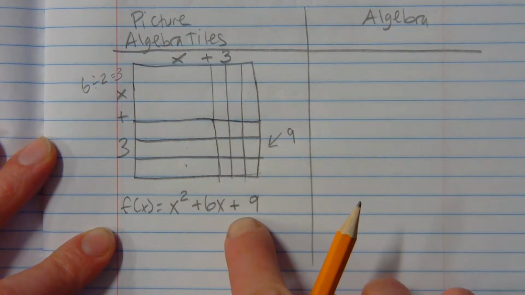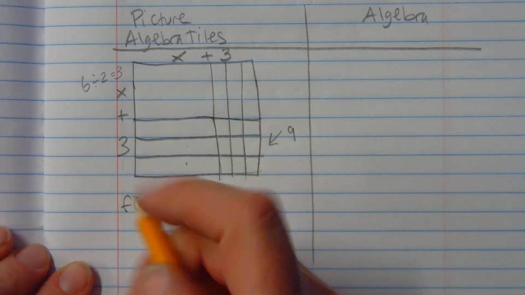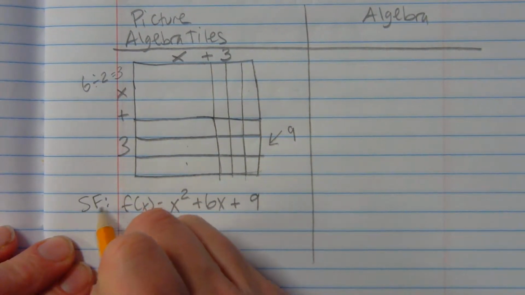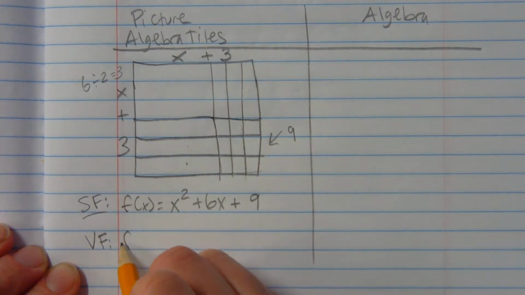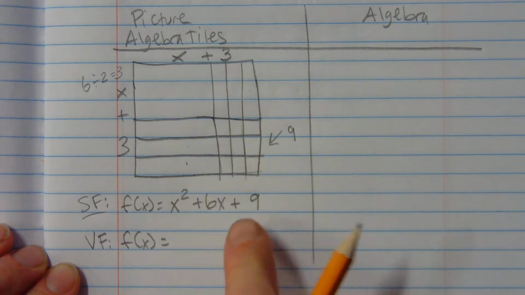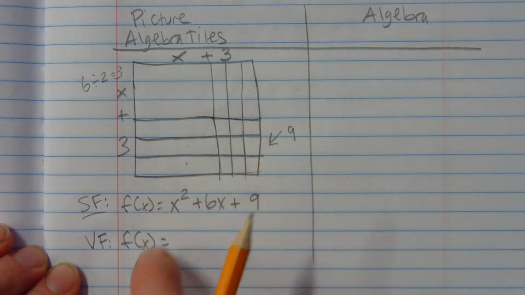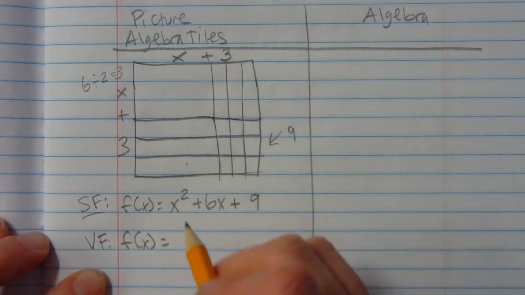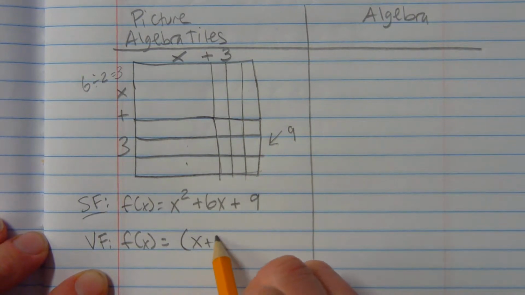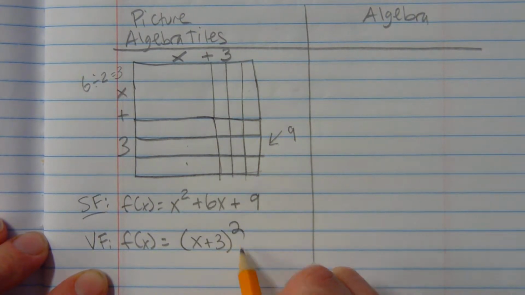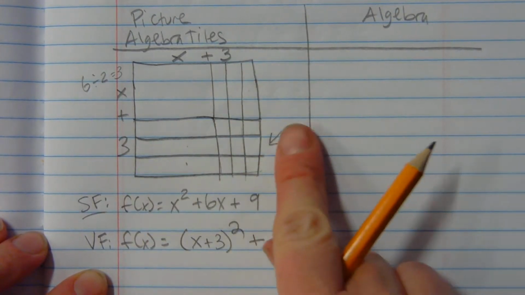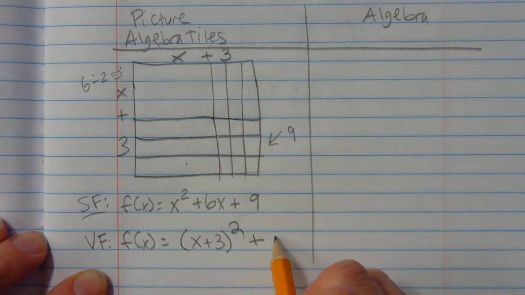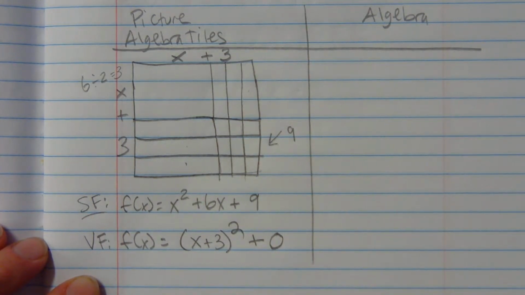So now I want to write this in vertex form. So that's my standard form. I've been writing SF for that. So in vertex form, I have f of x equals, so this is the inside, and vertex form is what's the outside. So it's x plus 3, my side lengths, squared. And then we need that plus k, and so I have a perfect square. There's nothing extra over on the outside, so I just put plus 0.